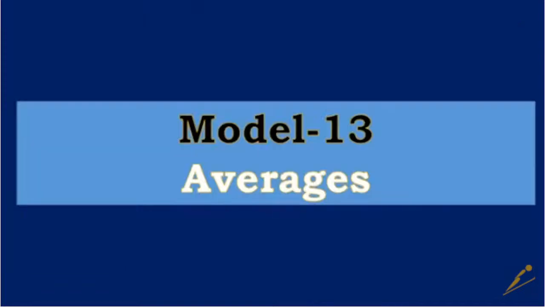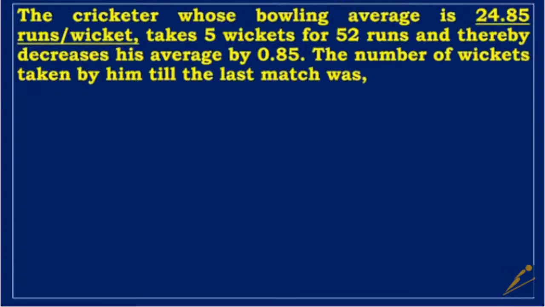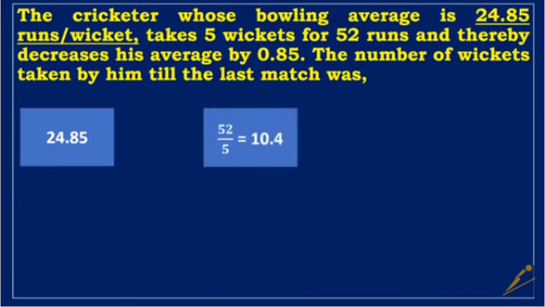Model 13. Averages. Example 1. A cricketer whose bowling average is 24.85 runs per wicket takes 5 wickets for 52 runs and thereby decreases his average by 0.85. The number of wickets taken by him till the last match was? We know that the cricketer's bowling average before the last match was 24.85 runs per wicket. Now, in the last match, the cricketer took 5 wickets for 52 runs. The bowling average of the last match was 52 divided by 5, which equals 10.4 runs per wicket.